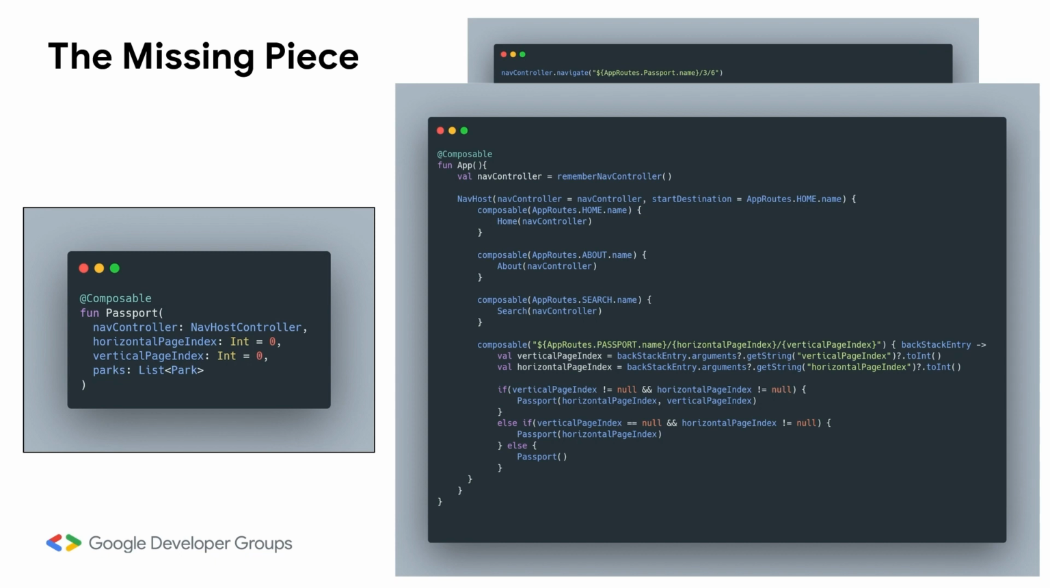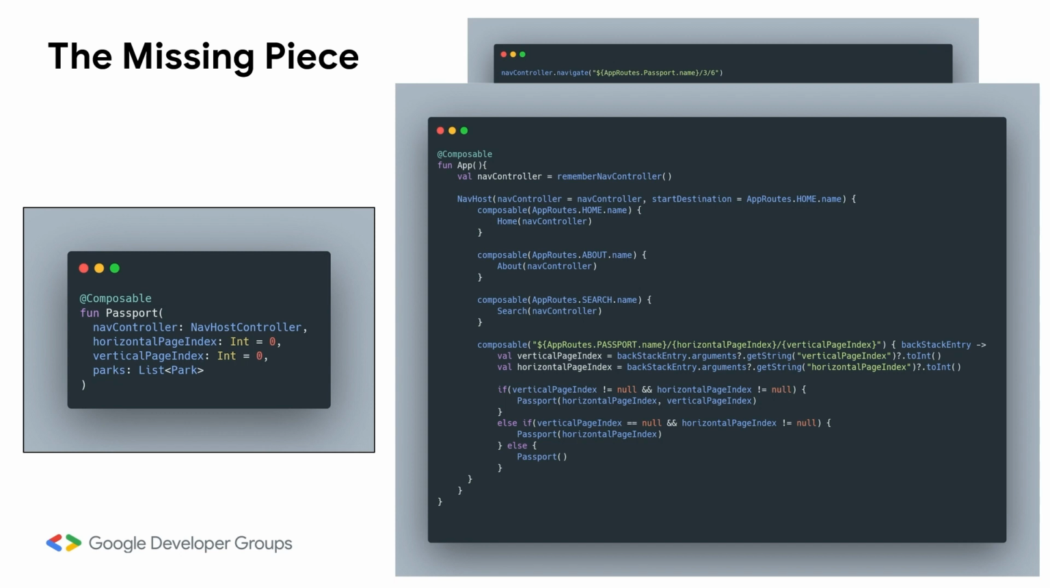This is where we can pass variables like arguments in the route itself. We would be using the passport route, but in addition to that, we would be passing the horizontal page index and the vertical page index as well, and we get that in this composable itself using something called a backstack entry. The backstack entry has the arguments in it, and then you can retrieve them.